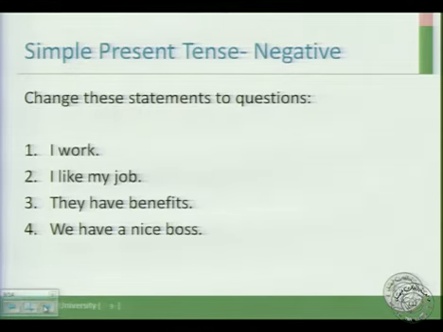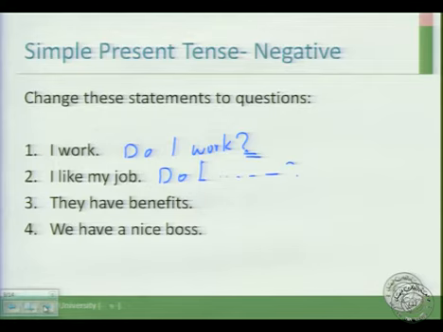I work. It becomes do I work? Question mark. We use do I because we have I. Although I is one person, this is the English rule. We use do with I, they, we, you. So we have do in the beginning, and then the rest of the sentence, and question mark. Do not forget the question mark. I like my job. It's the same. Do I like my job? The rest of the sentence.